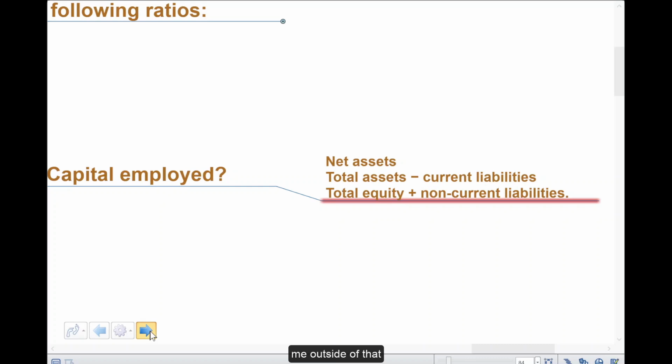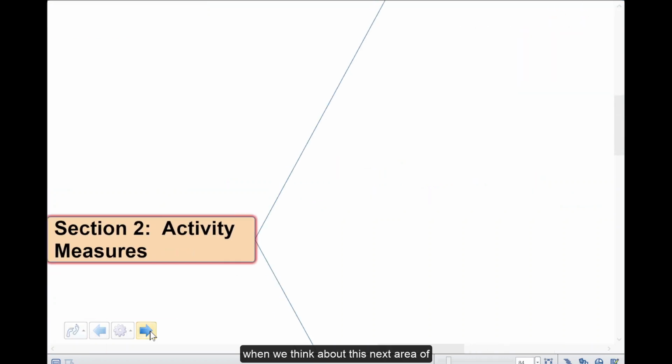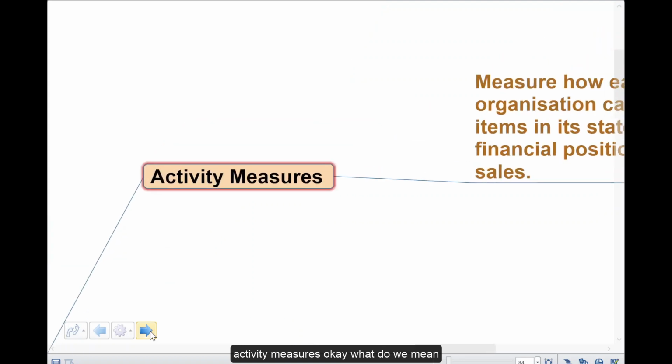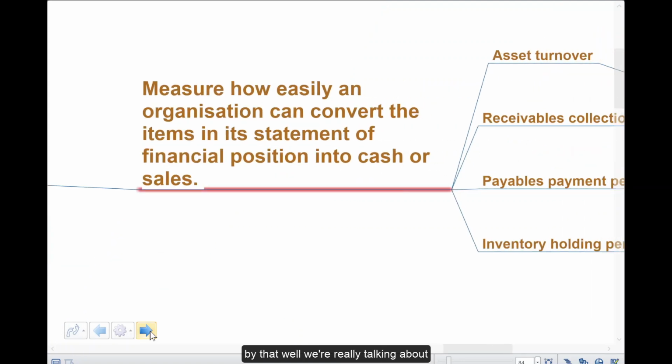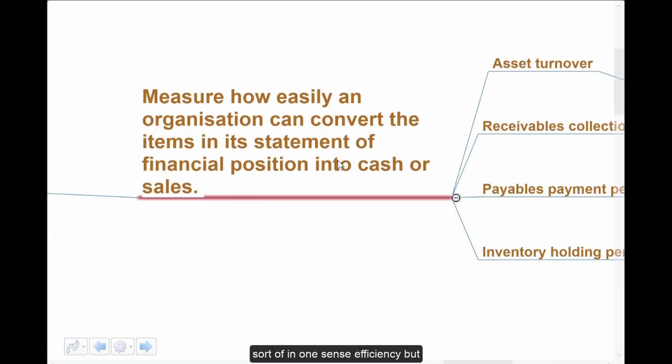Outside of that, when we think about this next area of activity measures. Okay, what do we mean by that? Well, we're really talking about sort of, in one sense, efficiency, but really, in another sense, the sort of conversion of items in the statement of financials into cash or sales. In other words, the degree to which you can move money, let's say, from inventory into your bank account cash.